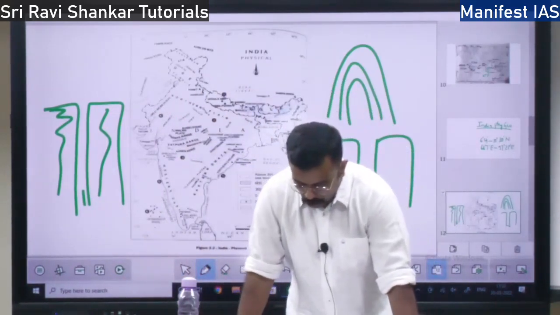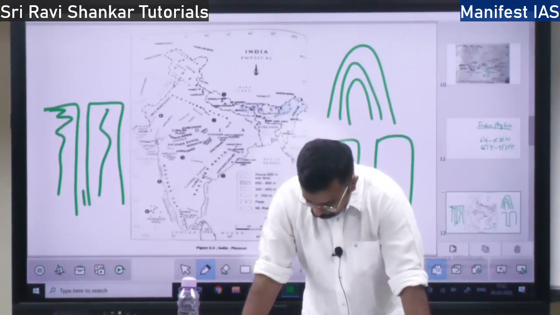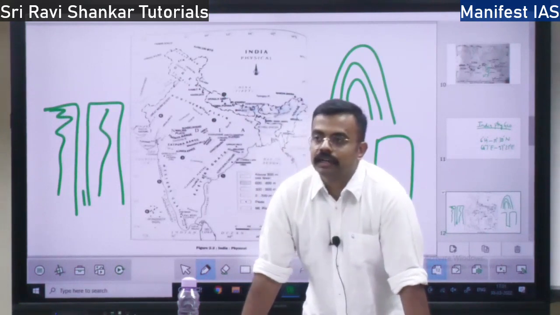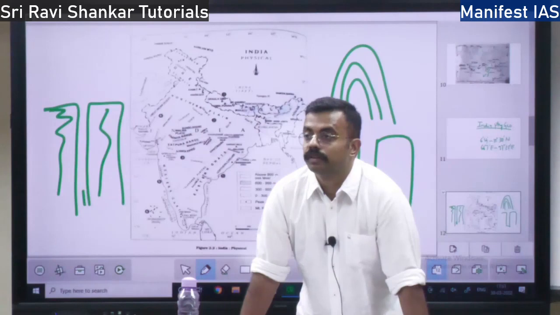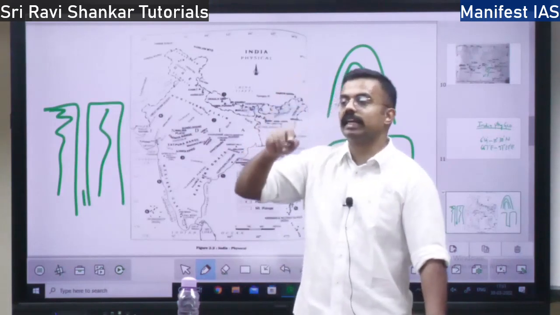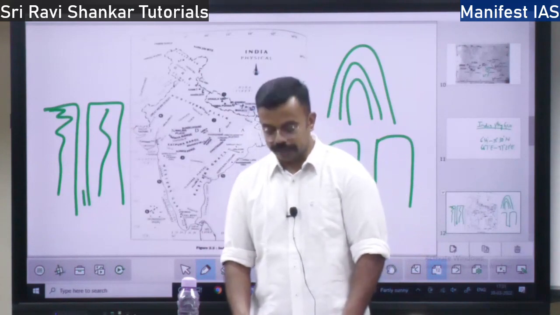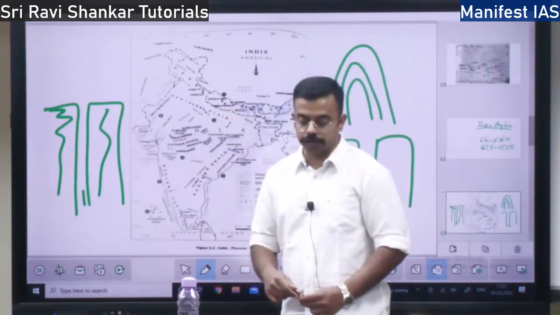So gorges will be there, and gorges are there in the Himalayas. You have V-shaped valleys. V-shaped valleys means valleys which are in V-shape. Then you have rapids. Rapids are fast flowing rivers, and also you have waterfalls in the region. There are a lot of waterfalls.